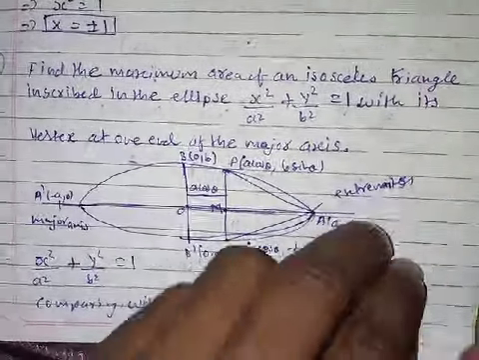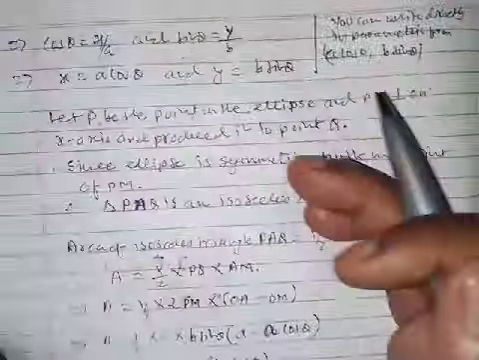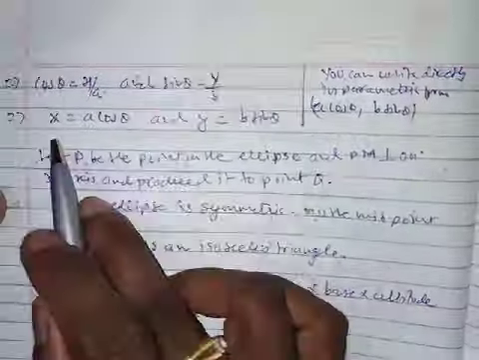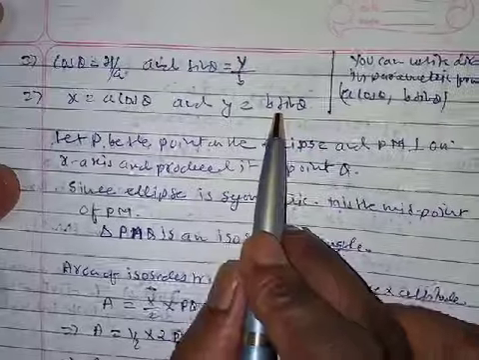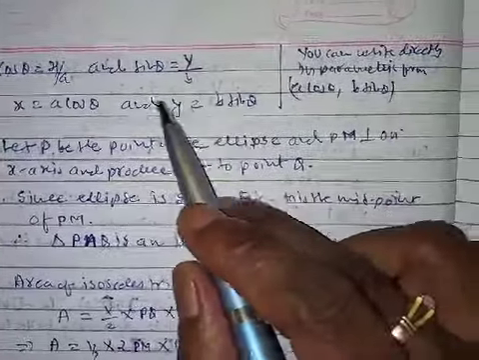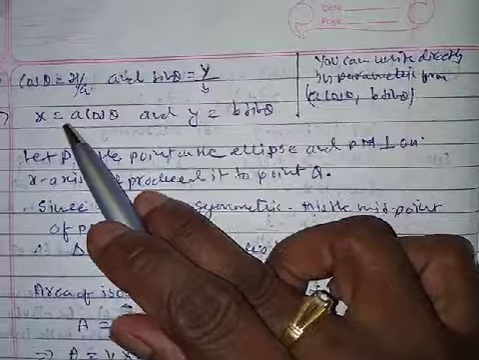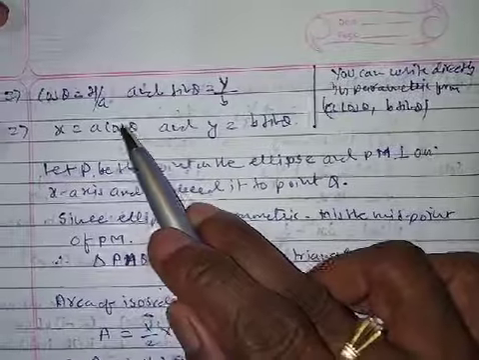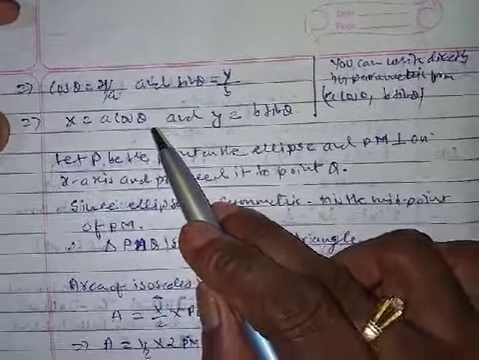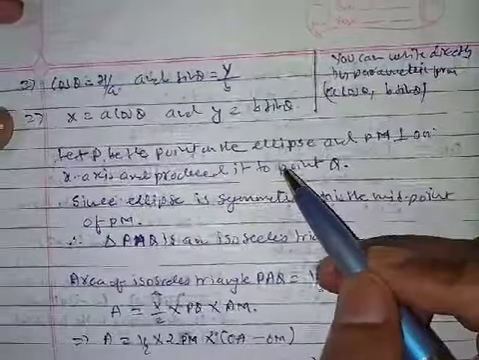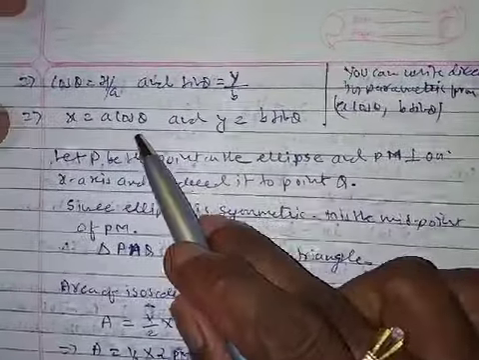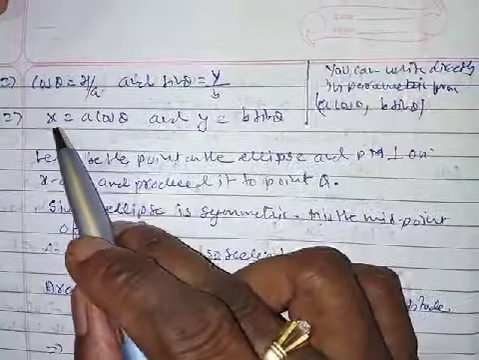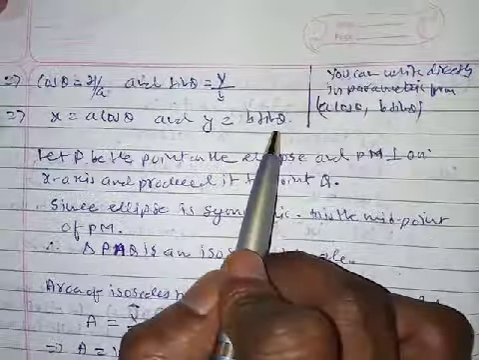So if we compare, then we get what? Cos theta is equal to x upon a and sin theta is equal to y upon b, or we can say x is equal to a cos theta and y is equal to b sin theta. This can be directly written, because of the parametric form. So directly also the ellipse is given. From the equation, the parametric form of this ellipse is x is equal to a cos theta and y is equal to b sin theta.